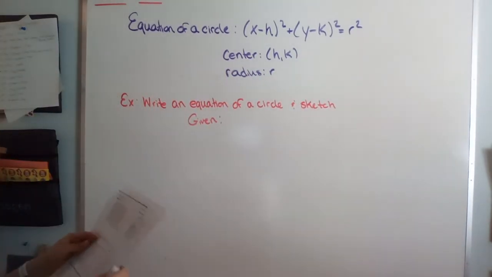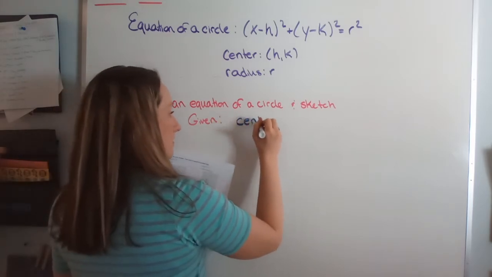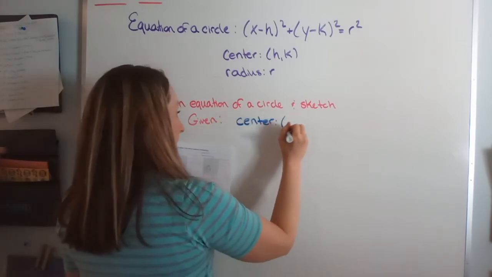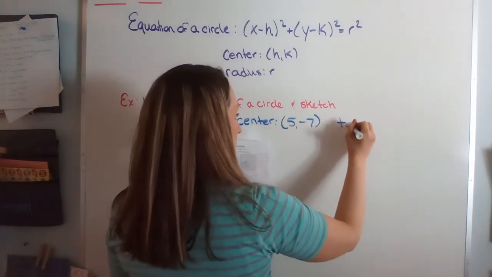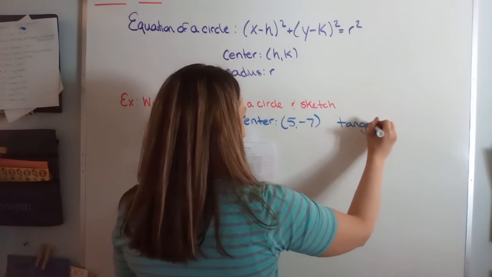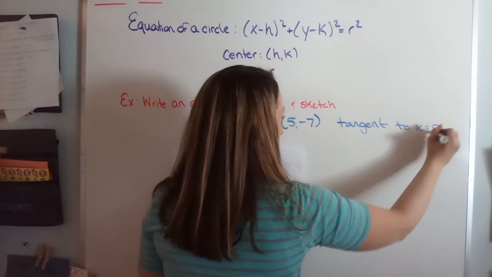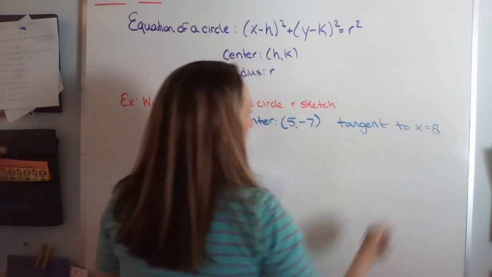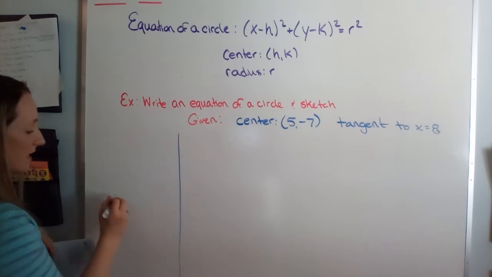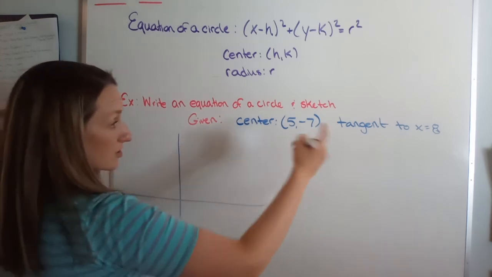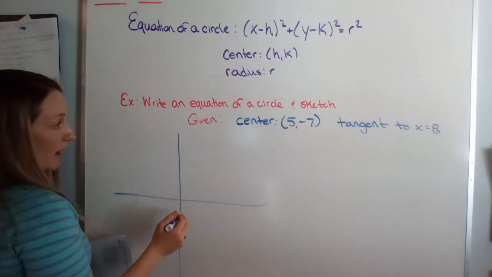This next problem, I'm going to give you a center at 5, -7. And I'm going to tell you that the circle is tangent to x equals 8. Ooh, x equals 8. Let's sketch this one first. Think about what information we have, what we need. Because I know this center, I just need to know my radius. But maybe I can figure that out from the graph. All right, so 5, -7.